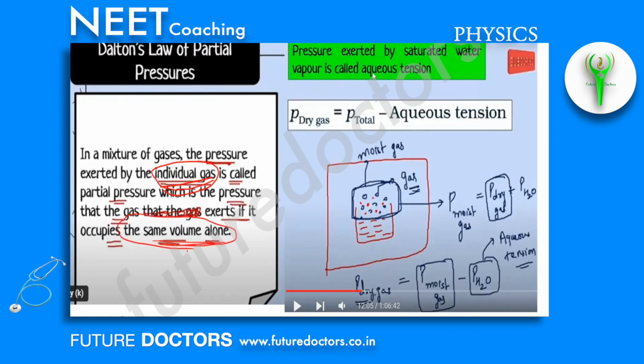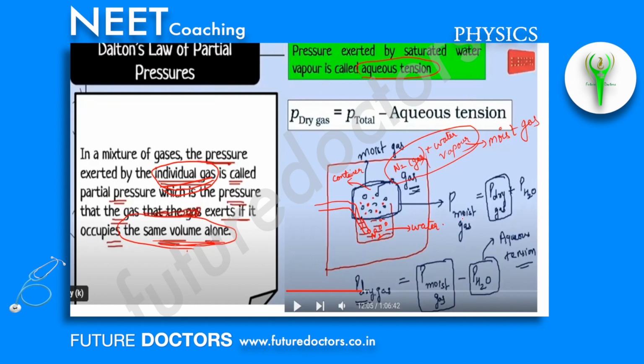Saturated water vapor is called aqueous tension. Now the gas is collected over water. This gas contains nitrogen gas as well as water vapor, because water also gets vaporized. So now this gas is not a dry gas, it is a moist gas. It is not a dry gas because it also contains some water vapor.